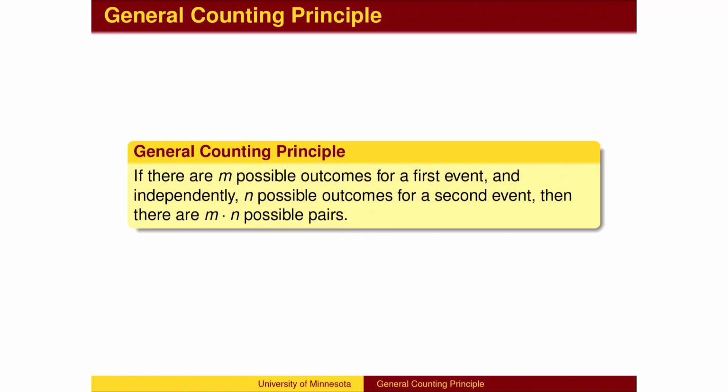Here is the general counting principle. If there are m possible outcomes for a first event and independently n possible outcomes for a second event, then there are m times n possible pairs.